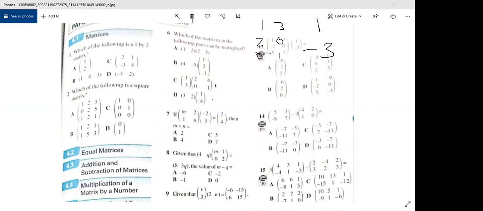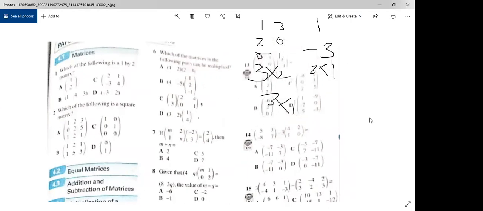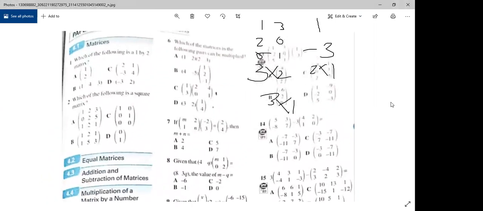So this is the 2 times 1. Wait, no, 3 times 2. 3 times 2 matrix. So the end product will be 3 times 1. So you can see already A and B are the options. So we do the multiplication one by one.